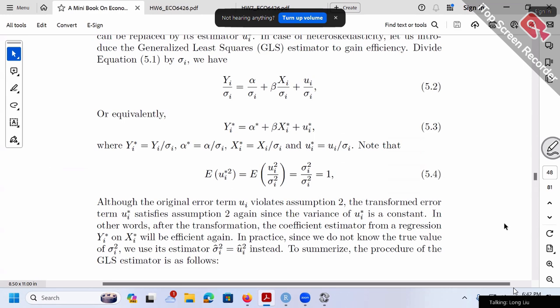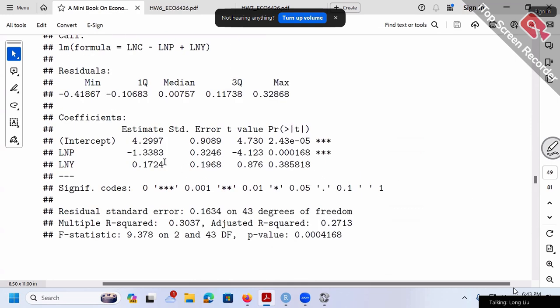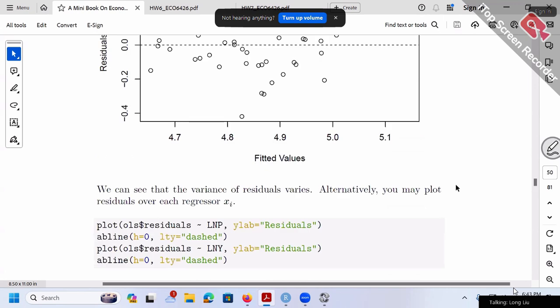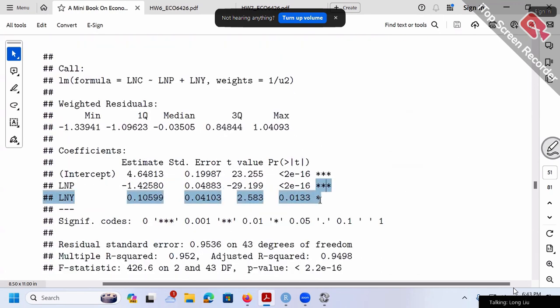All right, that's a quick review of what we learned last time. By the way, this is OLS, not significant, but with GLS we recover the efficiency again, right? See, for GLS, LNY is significant again. So based on GLS, our conclusion is, of course, LNY, your income, is going to affect your consumption, right? So that's the big deal of GLS.